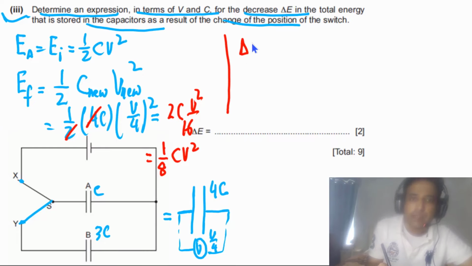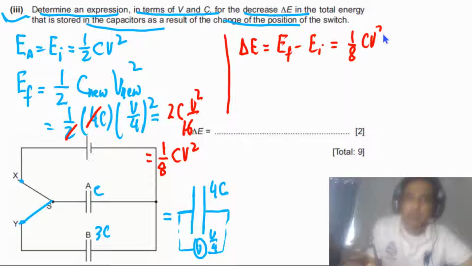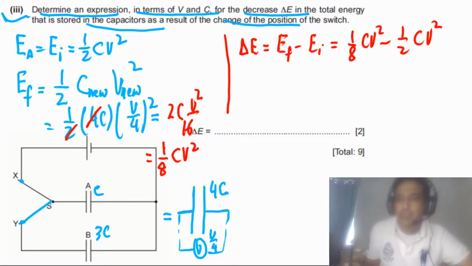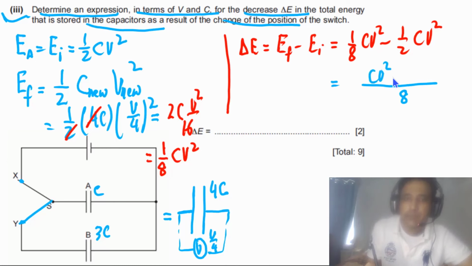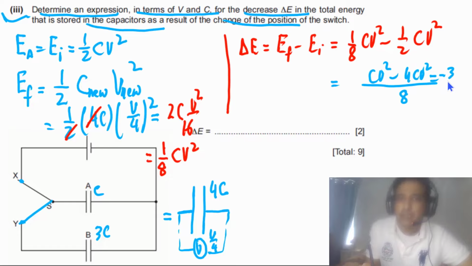We need to calculate delta E. So we have E final minus E initial. E final we have that is equal to 1 by 8 CV squared. E initial we have 1 half CV squared. If we take the LCM, we will get 8, so this will be CV squared, and here we will get 4CV squared. If we simplify this one, we will get minus 3 by 8 CV squared.